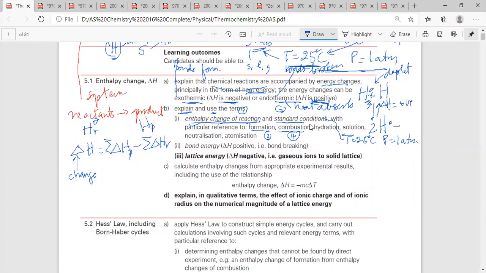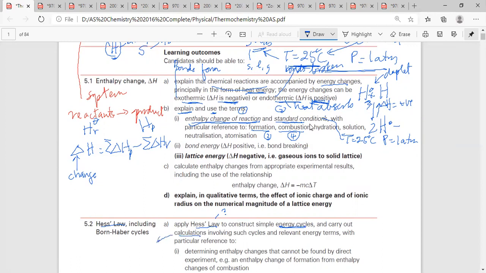Now here's one more, which is Hess Law. See, apply Hess Law. What is Hess Law? They also ask you for a definition of Hess Law. To construct simple energy cycles, which are very important here, and carry out calculations involving such cycles. Calculations, this is the key.